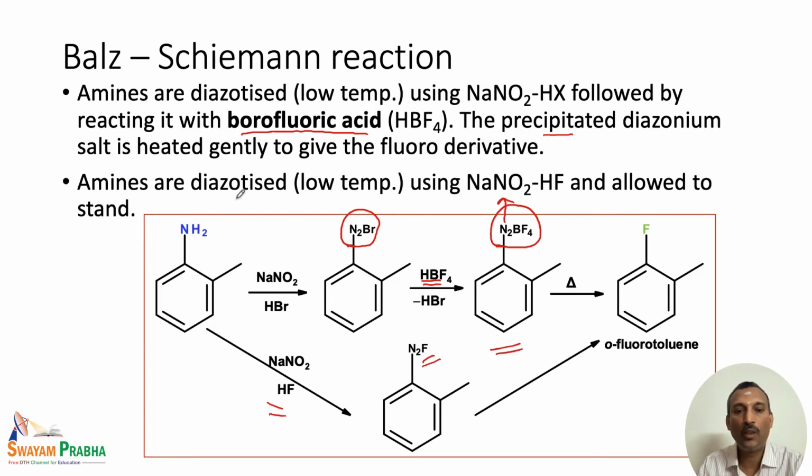So we can also carry out the same reaction by running the diazotization at a low temperature using the NaNO2/HF combination. This is allowed to stand, which also liberates nitrogen, and then we end up with the corresponding fluoro derivative.